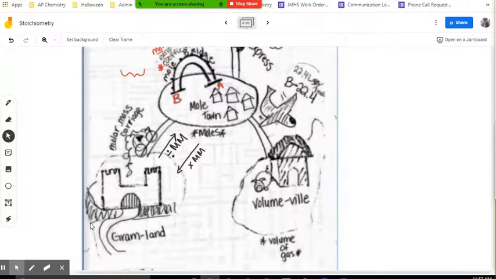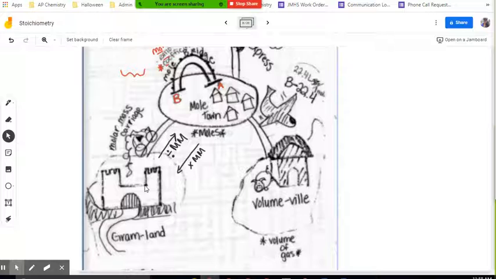So if you're in grams, you have to travel to Mole Town. You do that by doing a conversion. Once you're in Mole Town, you have to cross that bridge. You have to use your mole ratio. And then tomorrow we're going to see that we have to travel back to grams by doing another conversion.